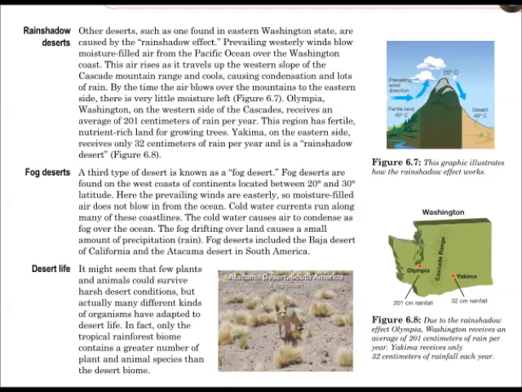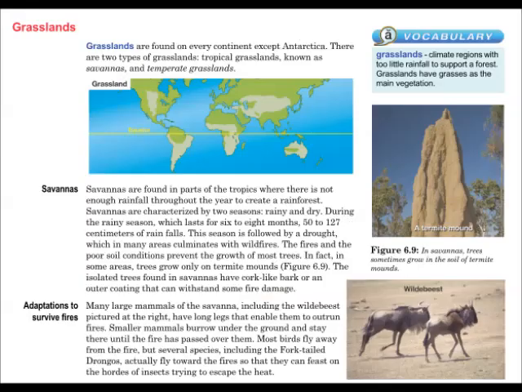It might seem that few plants and animals could survive such harsh conditions, but actually many different kinds of organisms have adapted to desert life. In fact, only the tropical rainforest biome contains a greater number of plant and animal species than does the desert biome. Grasslands are found on every continent except Antarctica.